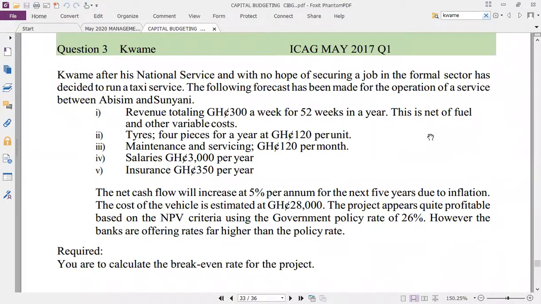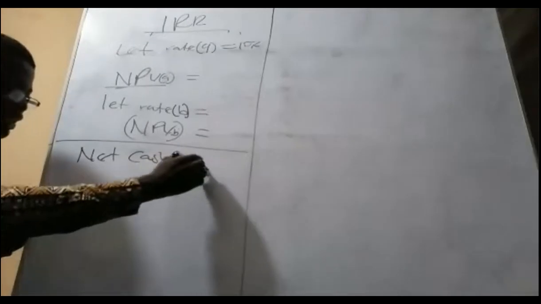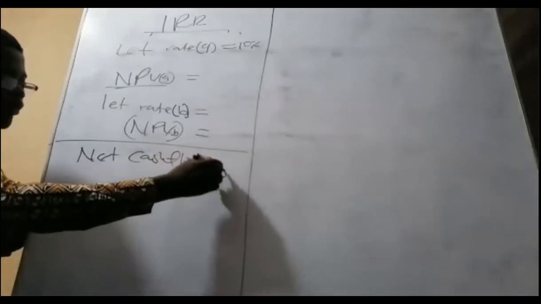It states this. So revenue totaling what? 300 Ghana cedis a week for 52 weeks in a year. So I'll go and write revenue and estimate the revenue for a year. So I write here Ghana cedi. We are just estimating the net cash flow.